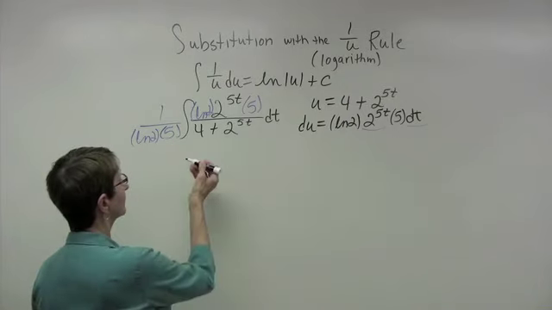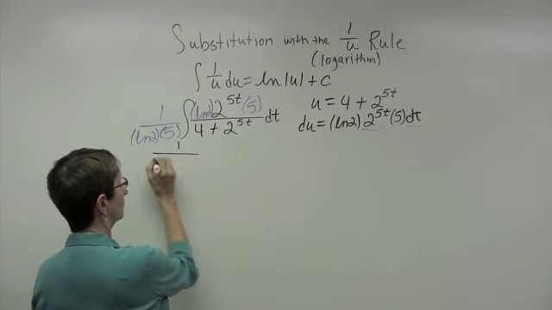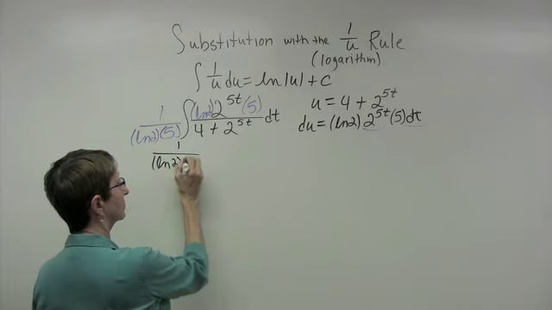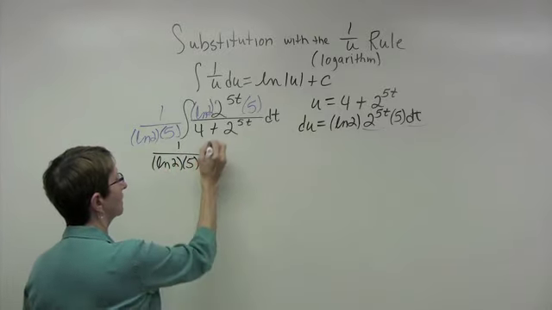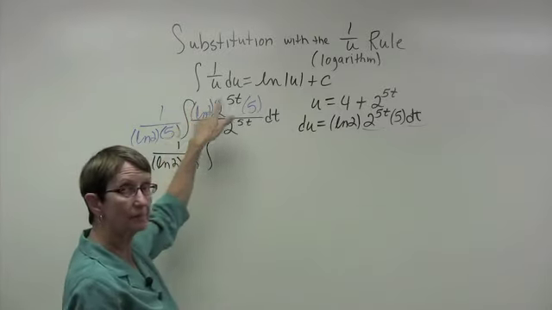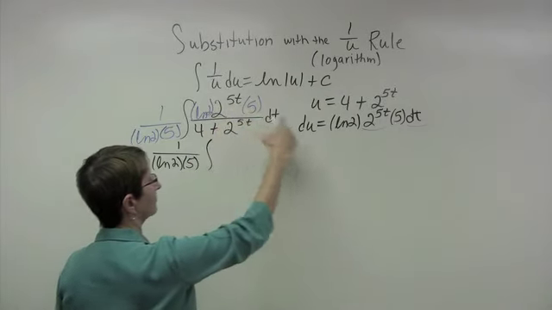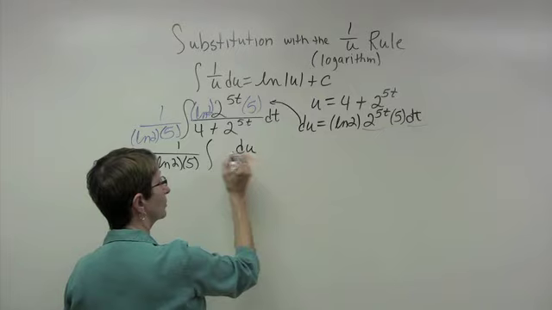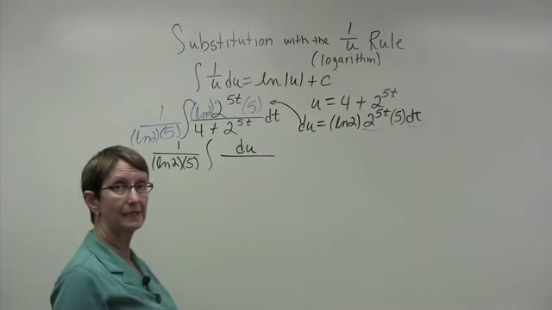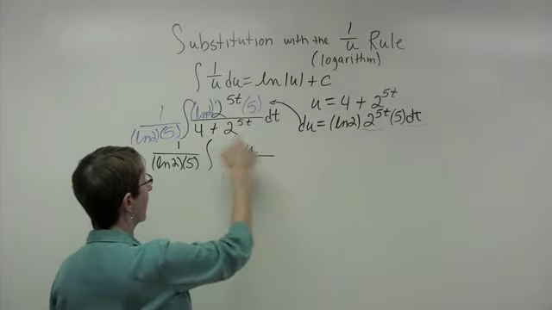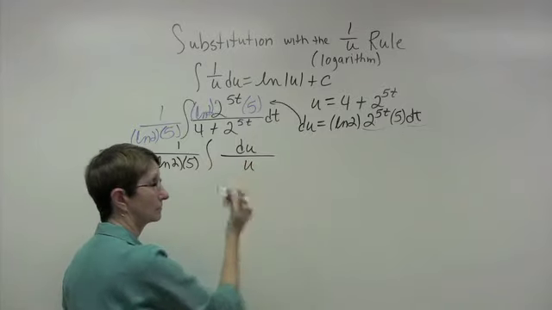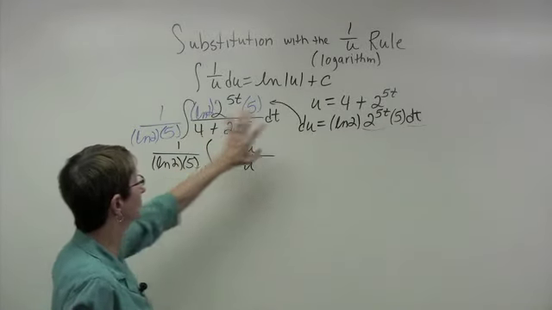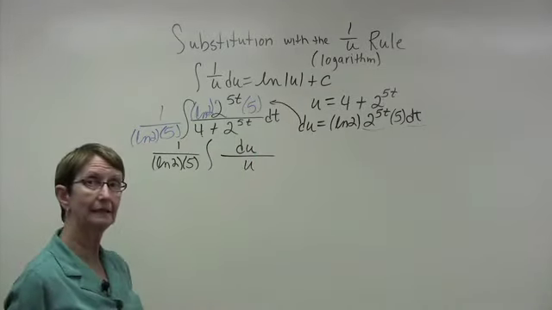The part in front stays constant, so that won't move. ln of 2 times 5. My integral, all of this on top is du, every bit of it. So I just substitute. All of that goes up there. You can either put it on top or out on the side where the dt is. And then in the bottom, I have u. So it just substitutes in there exactly.